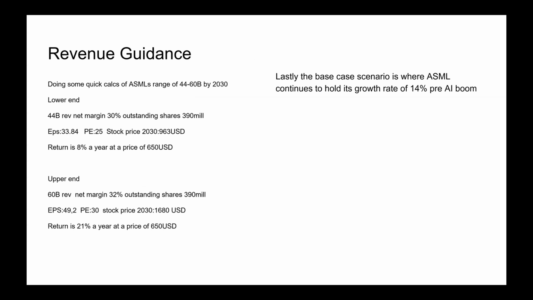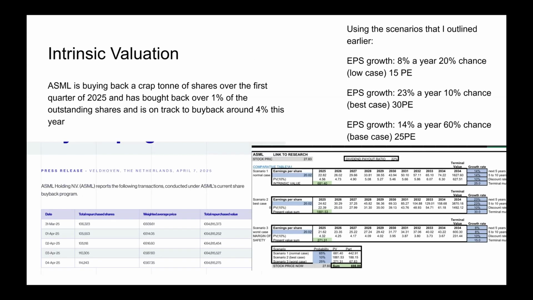So lastly, the base case scenario is where ASML continues to hold its growth rate of 15% from before the AI boom. And if you look at the intrinsic valuation, ASML is also buying back a lot of shares, around 1% of the outstanding shares over the first quarter of 2025, and is on track to buy back around 4% over the year. So let's look at the scenarios that were outlined earlier. EPS growth of 8% a year, let's assume there's a 25% chance, which I've placed over here. The EPS growth of 23% a year, let's say it is a 10% chance as I've placed over here. And lastly, for your EPS growth of 14%, let's say there is a 65% chance instead of 60%.